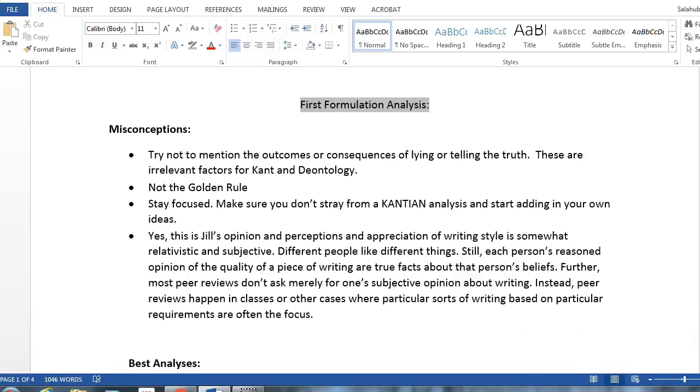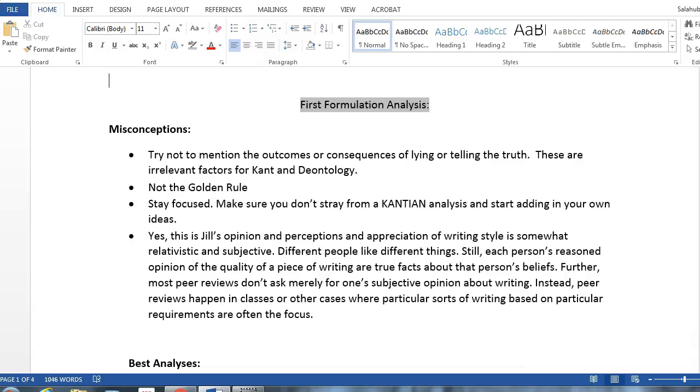There were a few really strong analyses. There were lots that were pretty good, but maybe I'd say not as thorough as they could have been, or insufficient. And then there were a few that were a little bit off base because I thought some of your own ideas were kind of bleeding into what Kant has to say. So let's just jump right in with the first formulation of the categorical imperative.